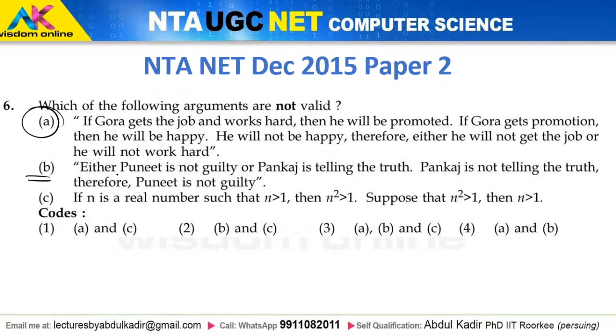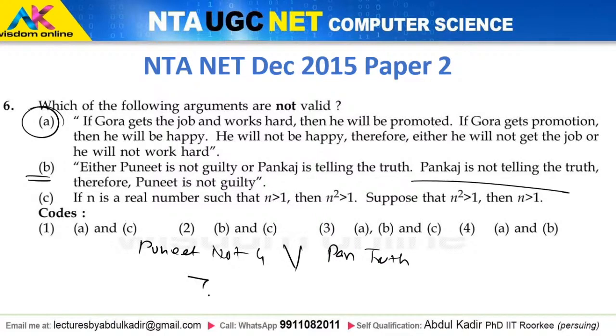What is this B? B is either Puneet is not guilty or Pankaj is telling the truth. Now Pankaj is not telling the truth. He is saying Pankaj is not telling the truth. Then the conclusion is Puneet is not guilty.